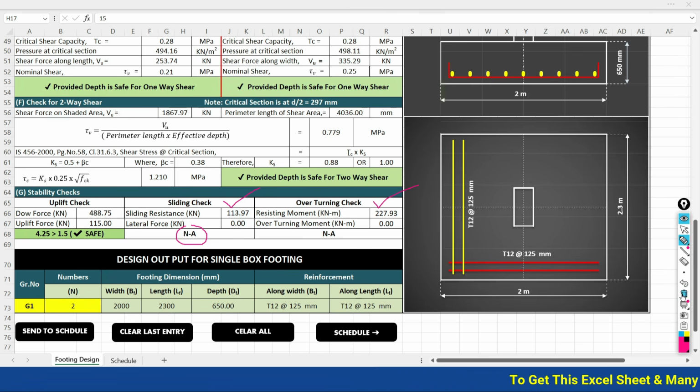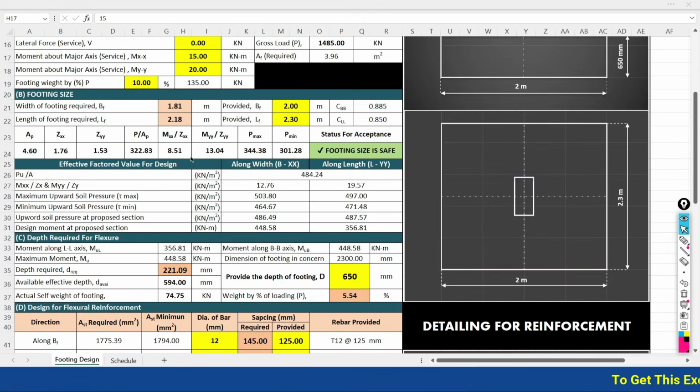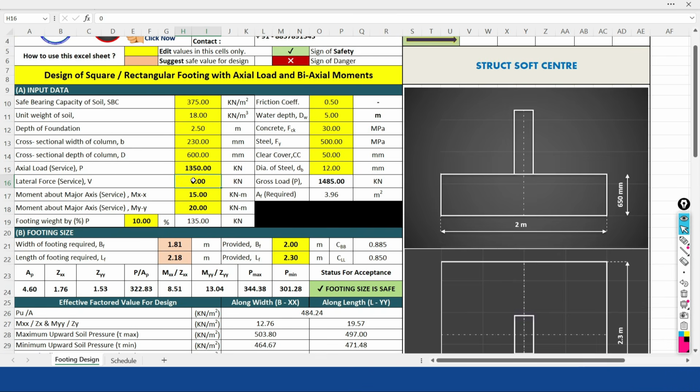Now this is the complete design. Again, as per the problem statement, I am going to put here 45.